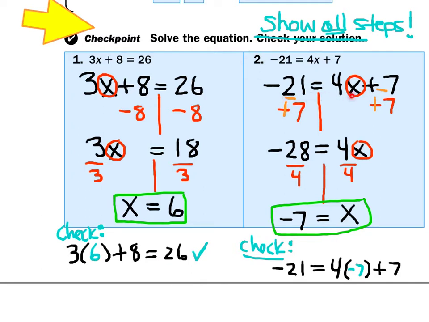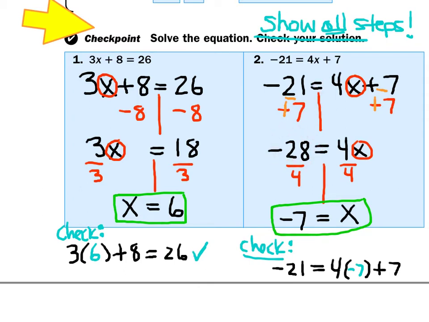I copy the equation exactly like it's given to me. Negative 21 equals 4x plus 7. Now I circle my variable and I bring down the wall. Notice how adding 7 is touching the circle. So I'm going to subtract 7 on both sides of the wall. And so here, negative 21 minus 7, well, I added a line and changed the sign. So that means negative 21 plus negative 7. That gives me negative 28.